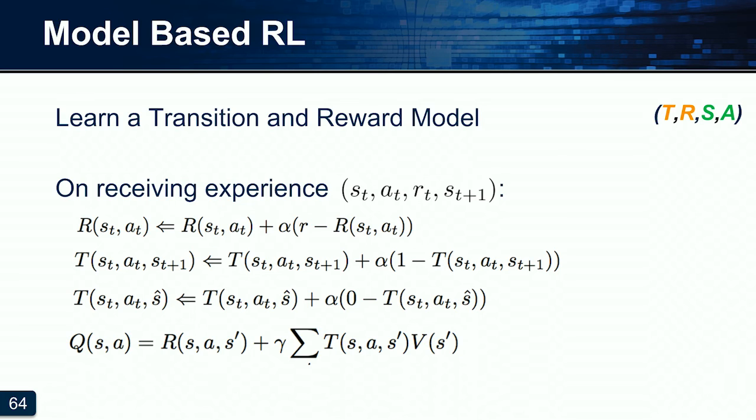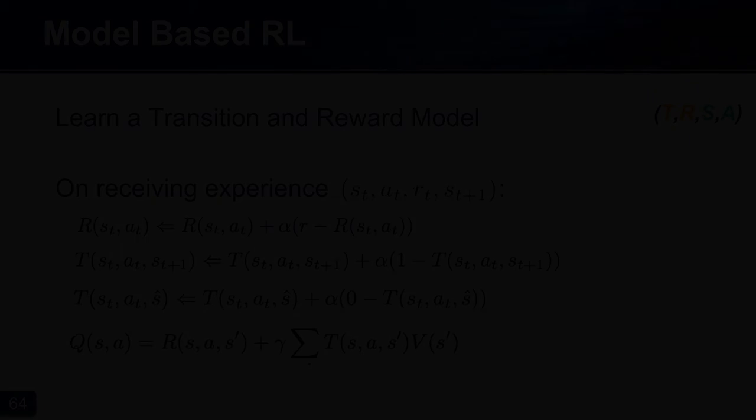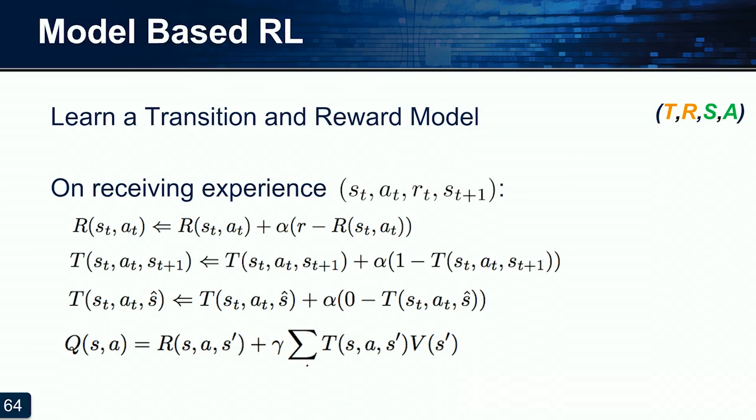Right, so if you've got the exact T and R, we're in the same regime that we were right at the beginning with value iteration, where you can just do dynamic programming and pull out the value function from that, and in turn get the policy from that.